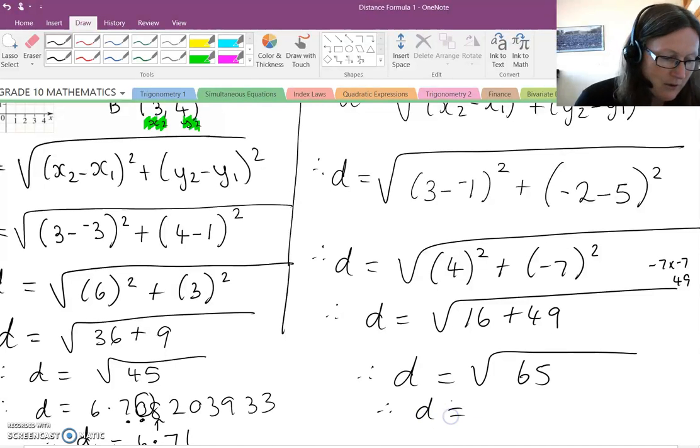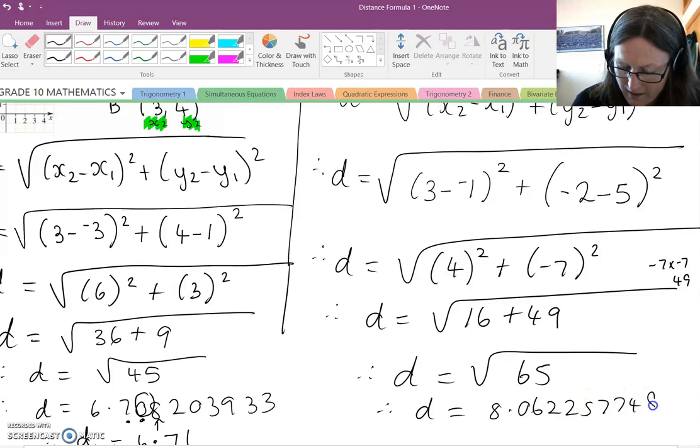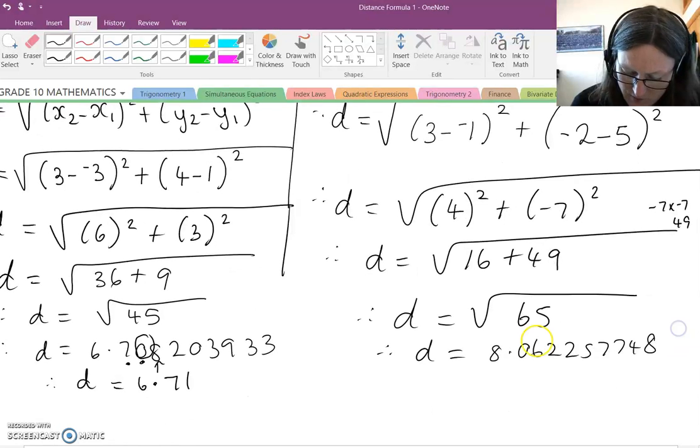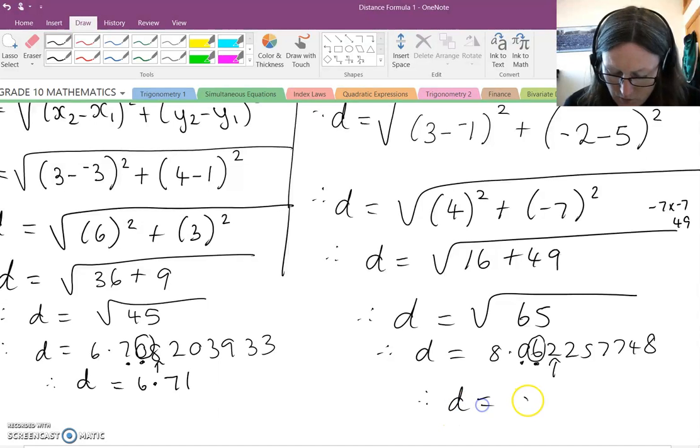Put that into my calculator, so I'm wanting the square root of 65. It's 8.0622577748. And remembering it said to 2 decimal points, 1, 2. Look at the one after that, the third decimal point, it's a 2. So it means this 6 gets to stay as a 6. So the distance between those 2 points is 8.06.